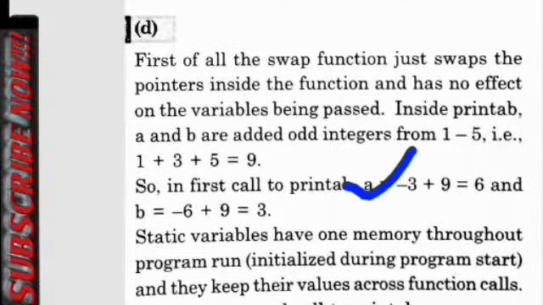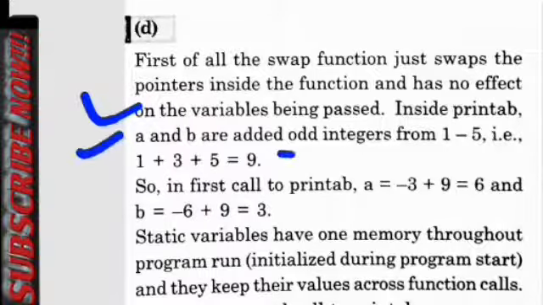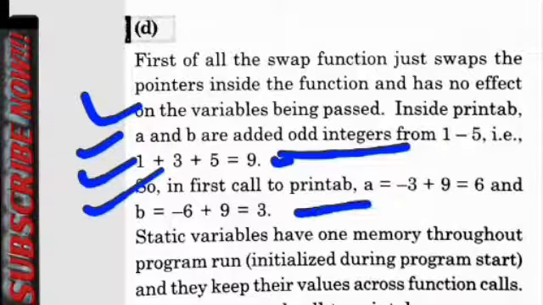So first, the swap function just swaps the pointers inside the function and has no effect on the variables being passed. Inside print AB, A and B are added odd integers from 1 to 5, that is 1 plus 3 plus 5 equal to 9. So on the first call, A equals minus 3 plus 9 equal to 6 and B equals minus 6 plus 9 equal to 3.